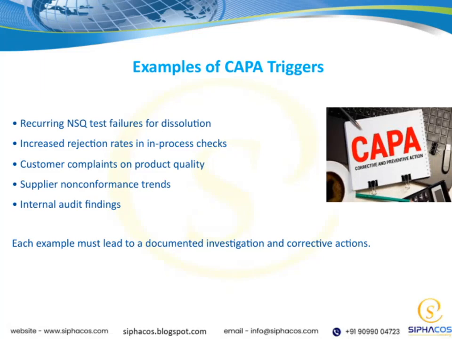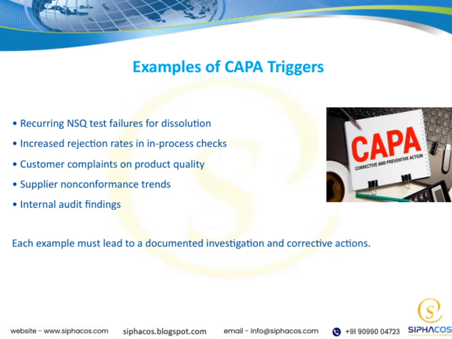Let's take a closer look at some common examples of CAPA triggers. One frequent trigger is recurring NSQ test failures for dissolution. When we see these failures happen repeatedly, it signals that there might be an underlying issue that needs to be addressed. Another example is increased rejection rates in in-process checks.